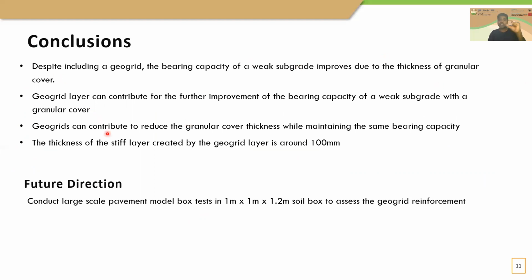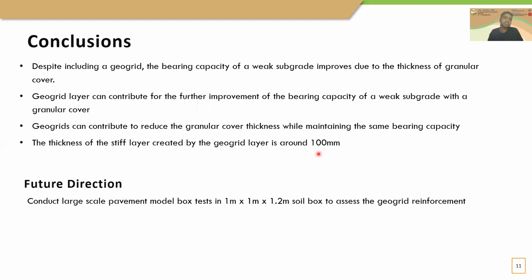So with that, we can conclude, despite including a Geogrid, the bearing capacity of the weak subgrade improves due to the thickness of the granular cover to a certain level. So we need to consider the composite effect, but the Geogrid layer definitely contributes to further improvement. So we can achieve the same improvement by reducing the granular cover thickness while maintaining the same bearing capacity, and the thickness of the stiff layer created by the Geogrid layer is around 100 millimeter.